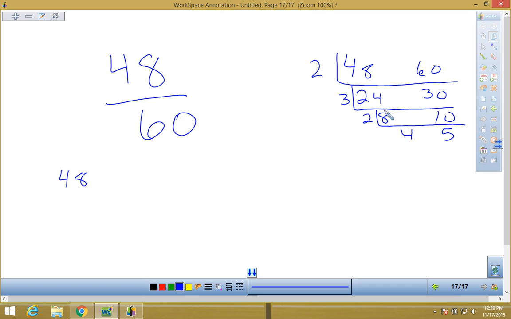And this 4 is unique to this row. So 2, 3, and 2. So 2 times 3 is 6, and 6 times 2 is 12. So the GCF for 48 and 60 is 12.